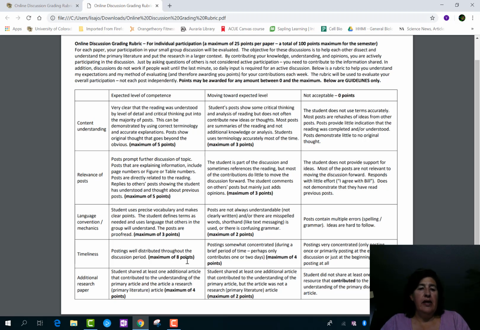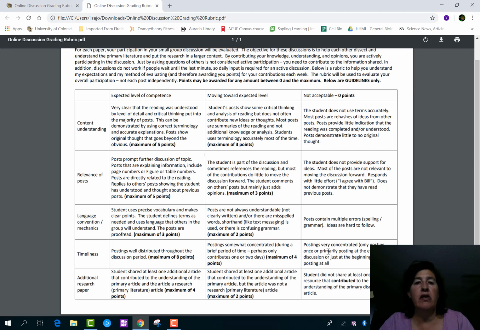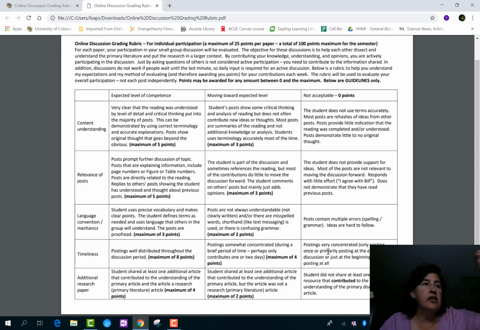Big one: 8 of the 25 points. Posts well distributed throughout the discussion period. So if you only contribute a couple of days, or if you only do it at the start or only at the finish, you're not going to get full points. Mark it on your calendar. Make a little checkbox on your calendar: I have participated in a discussion today.